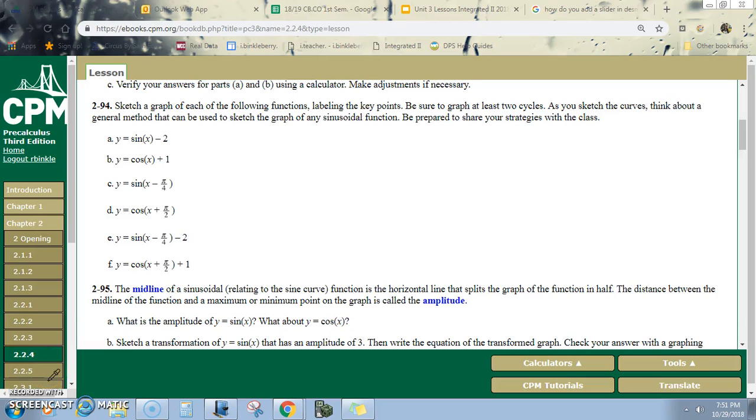Okay, let's do question 294, starting with our homework in case you missed going over it in class. It says sketch a graph of each of the following functions, labeling the key points. Be sure to graph at least 2 cycles.